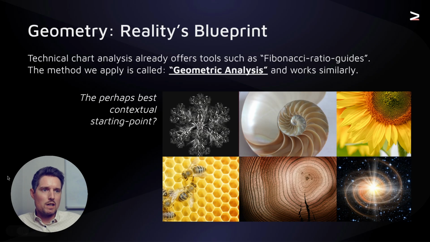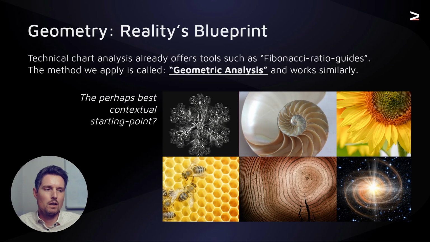So geometry in its base is reality's blueprint, right? And in traditional technical chart analysis, there are already some tools like a Gann fan or some Fibonacci ratio guides that should help the user find these geometric ratios. So our method, which we call geometric analysis, just goes a bit deeper. It works similarly though, from the same mental starting point, if you will.